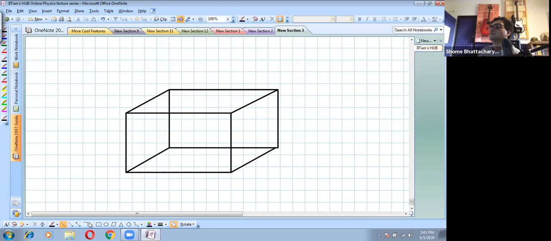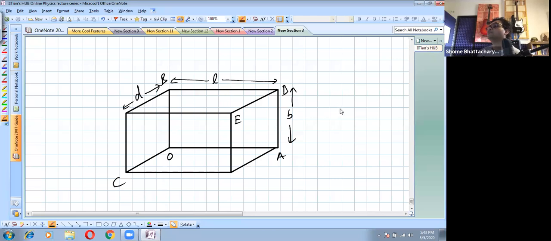So let's say this is my cuboid where I have labeled this point as C, again this point is D, this point is U. Now just pay attention. Let's say this side length is L, this side length is B, and this is the depth.